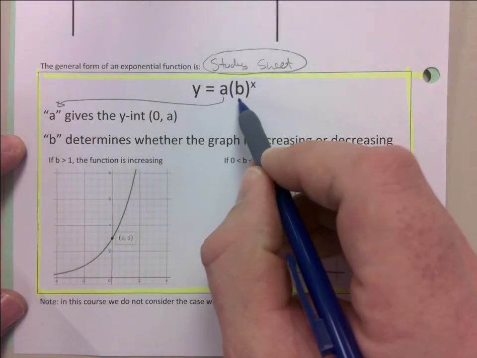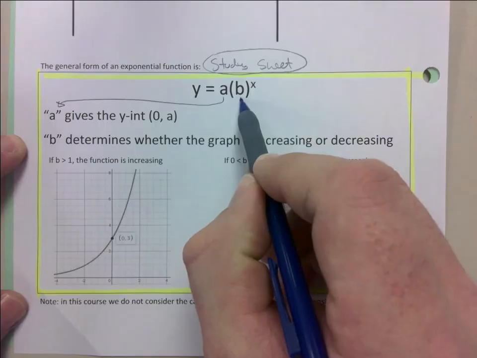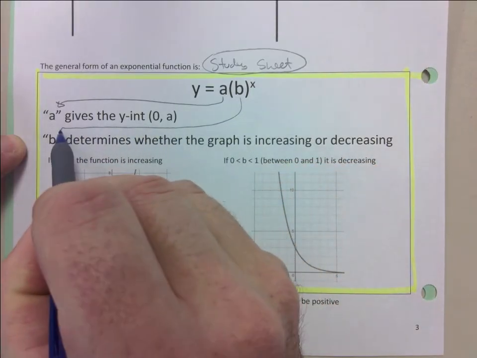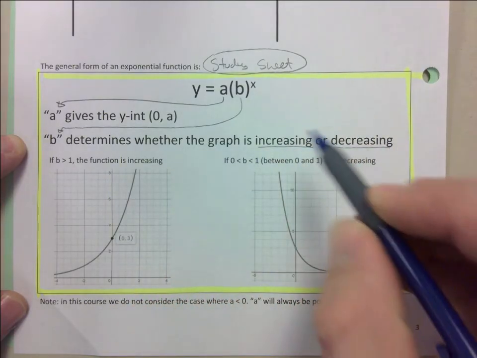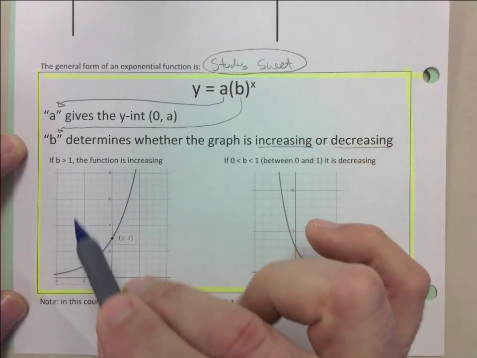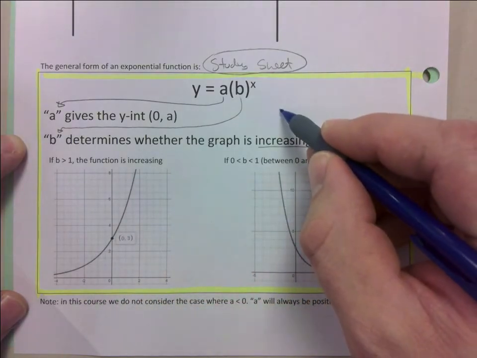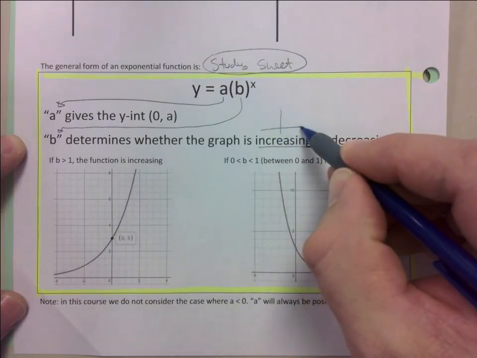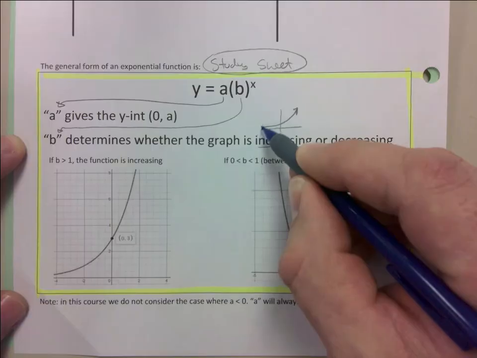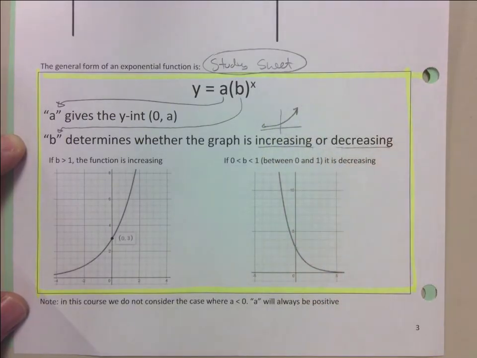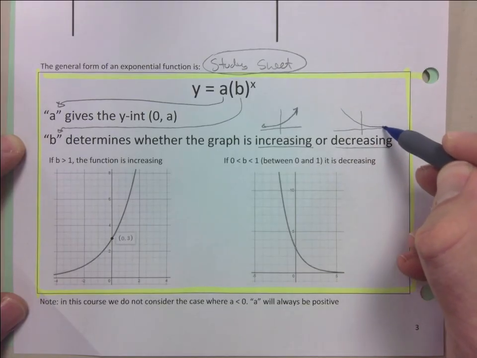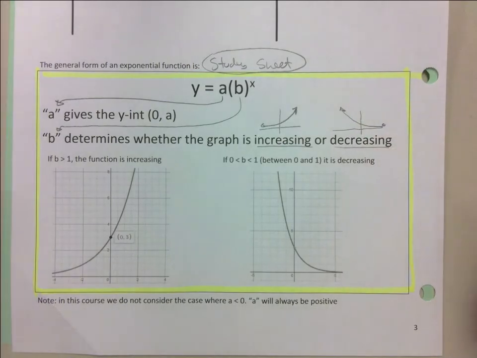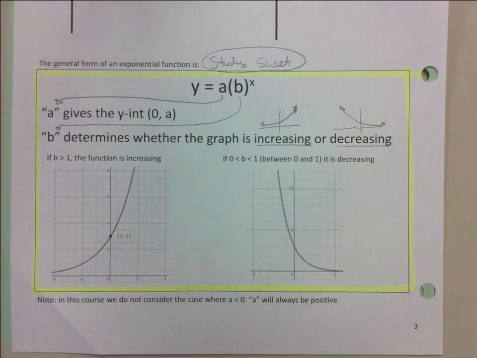So this is your exponential. And then this B here determines whether the graph will be increasing or decreasing. I don't know if you want the whole graph on your study sheet, but increasing, you will always have something like this happening. It'll increase from left to right. Decreasing, it'll always go this way. But there's one more thing. There's what we call the asymptote.